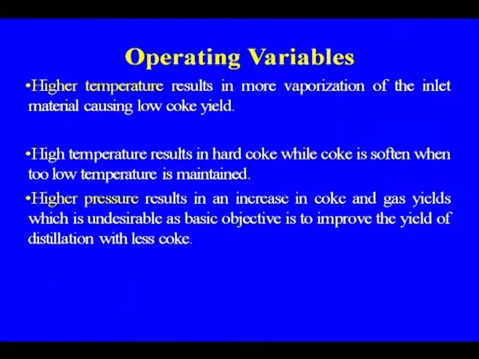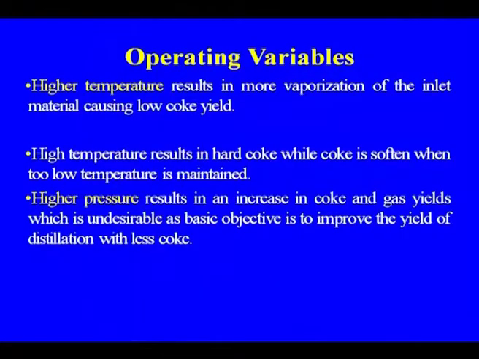Now, let us discuss the effect of some of the important variables in case of the delayed coking. Higher temperature results in more vaporization of the inlet material causing low coke yield. High temperature results in hard coke while the coke is softened when too low a temperature is maintained. The coke quality also varies, because the petro coke we are getting from the refinery varies in its properties depending upon the process. The coke we get from catalytic cracking is different from what we get from Visbreaking or delayed coking.